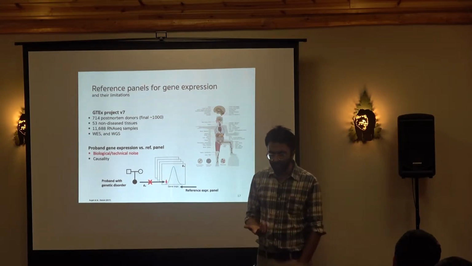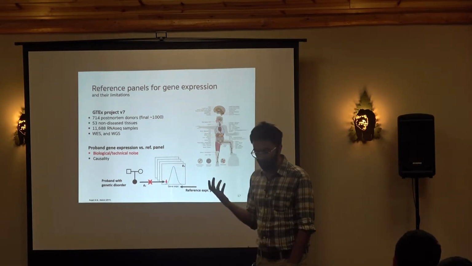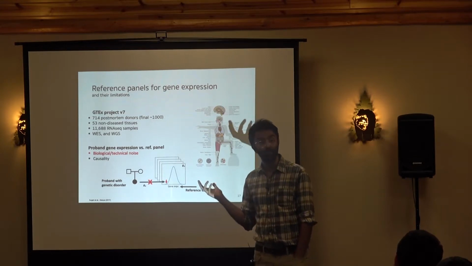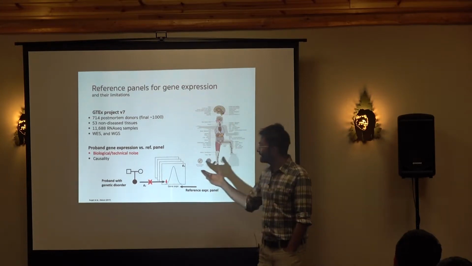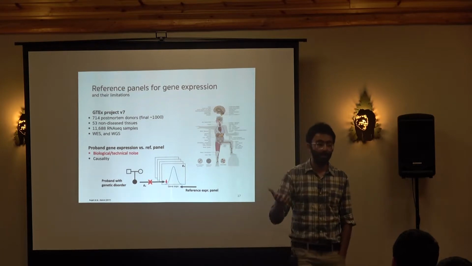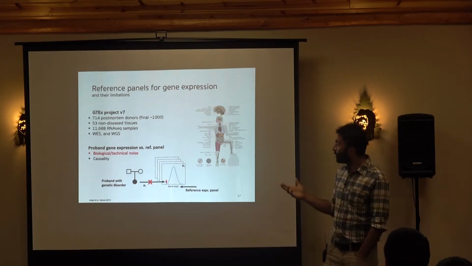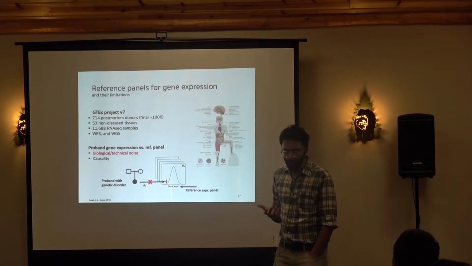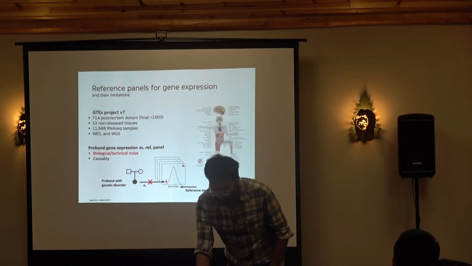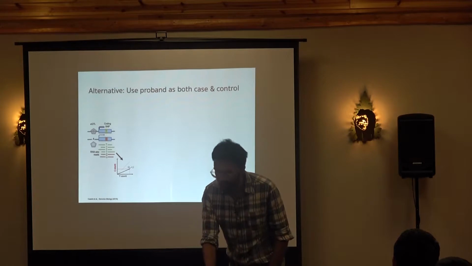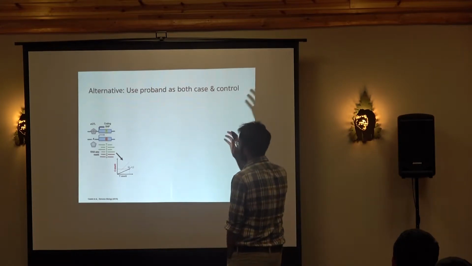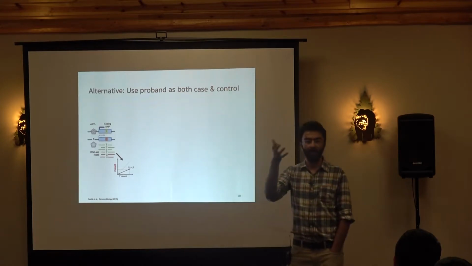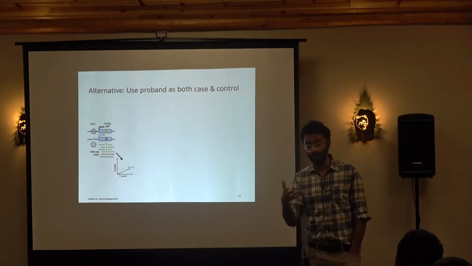Now, the idea is good, but everyone that has looked at gene expression data would know that this is just not a great idea. The reason is that a random kid in a NICU is probably not comparable to a 70-year-old post-mortem GTEx sample, right? So how do we go about this? The way we try to go about this is an idea that is basically, let's just look at the proband as both control and the case.